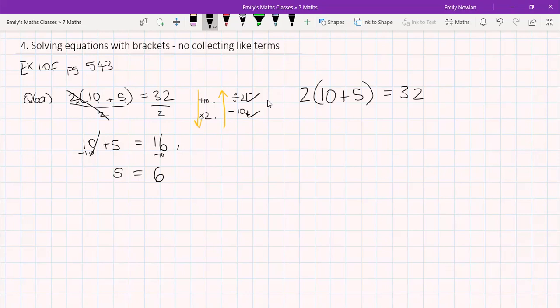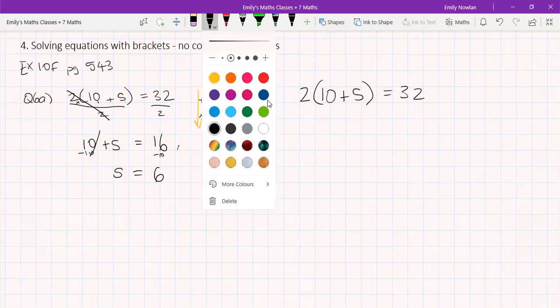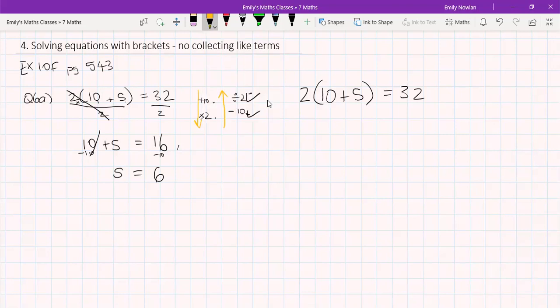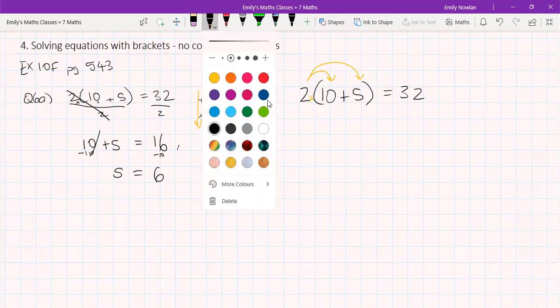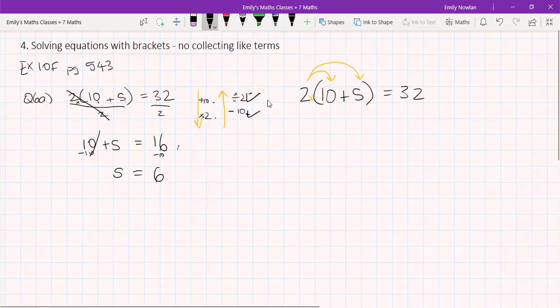Now from now on, you don't have to, but it's a good idea with these ones to just start seeing brackets and thinking I have to expand, because there is the rule called the distributive law. You don't need to remember the name of the law, but we know that 2 outside of 10 plus S is the same as 2 times 10, which is 20, plus 2 times 5. Oh, sorry, see, that's why I said don't use S's. I already thought that was a 5. 2 times S, which is 2S, is equal to 32.